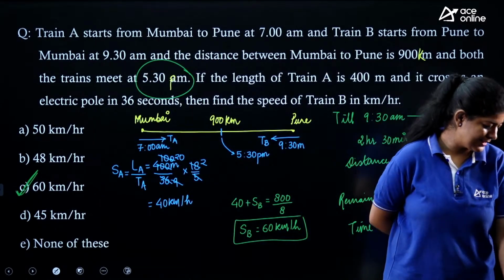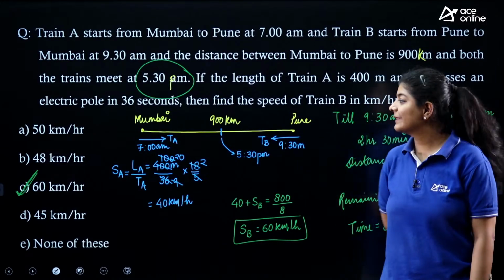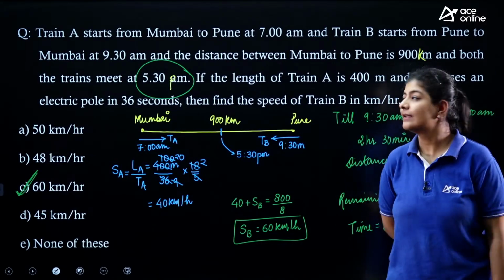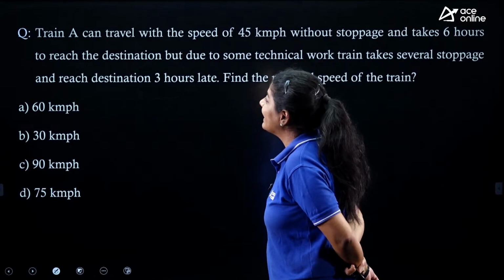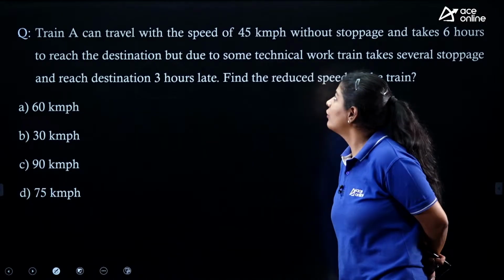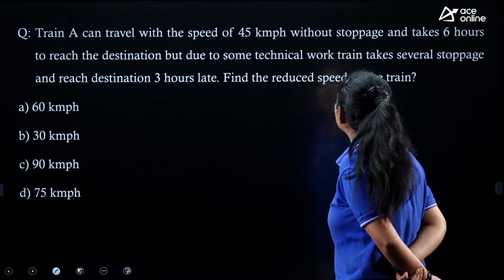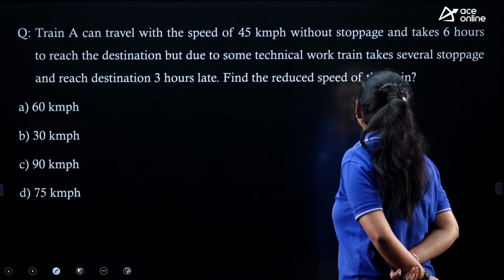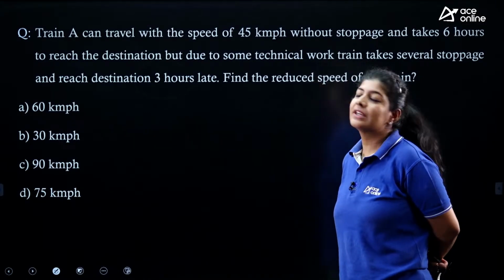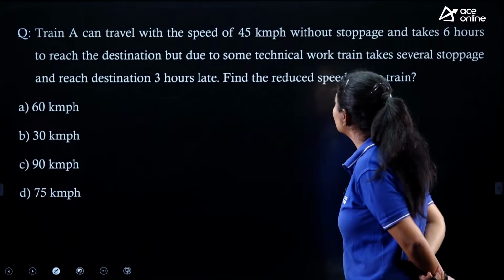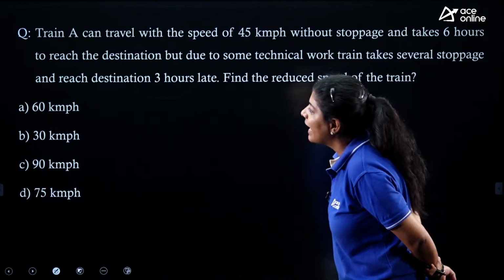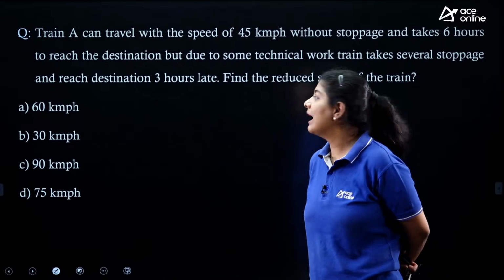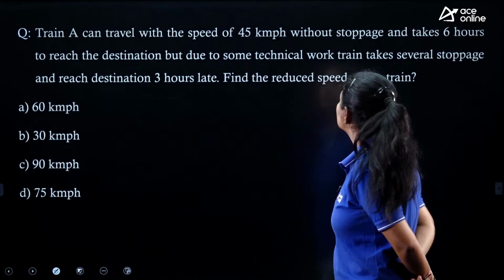Option number C is the correct one. Next. The next question says that train A can travel with the speed of 45 kilometers per hour without stoppage and takes 6 hours to reach the destination. But due to some technical work, the train takes several stoppages and reaches the destination 3 hours late. Find the reduced speed of the train.